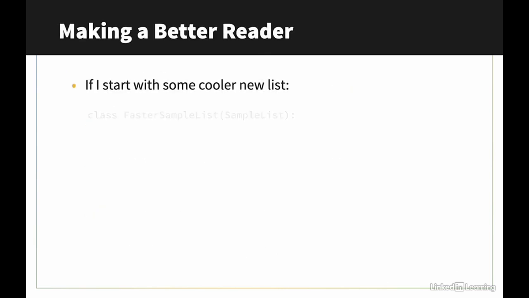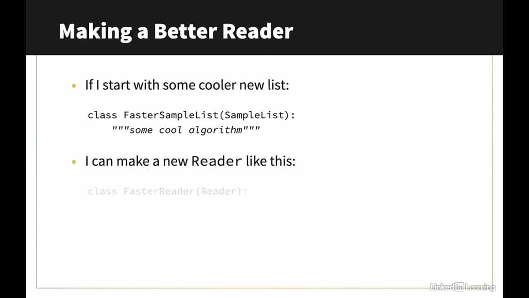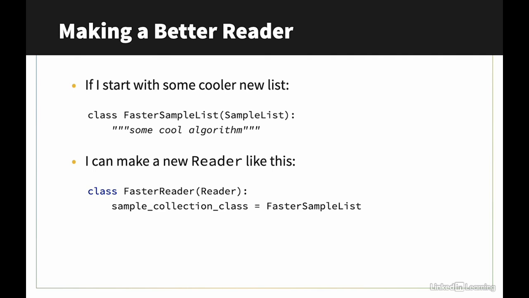Here's another example. Let's say I created a better, faster, smaller, more secure, or more auditable sample list class. In this example, I included a fantasy comment where I invented a cool new list algorithm that would be even faster. I can then incorporate this faster class into a reader by creating an extension to the reader class that will leverage the new faster sample list class. Similar refactoring can be done to the correlation and regression classes.